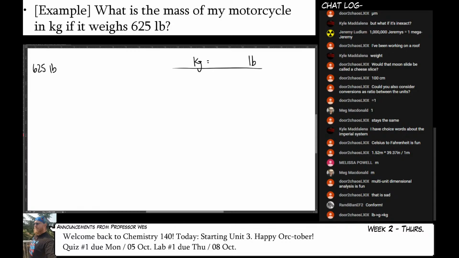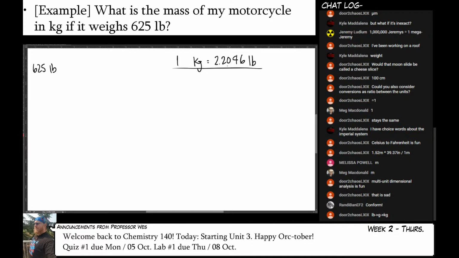And so you could do that way. You could turn pounds into grams into kilograms. That would take 2 steps. I have this conversion here that says 1 kilogram is equal to 2.2046 pounds. So let's use that. 1 kilogram is 2.2046.